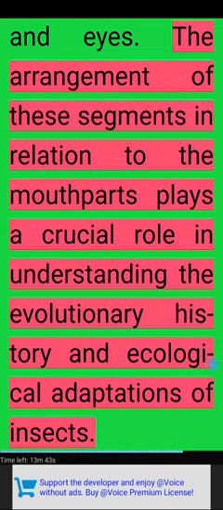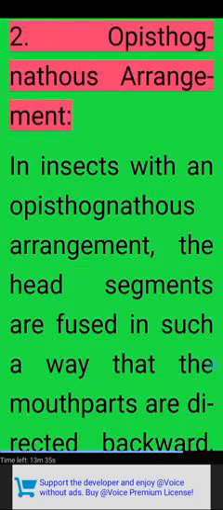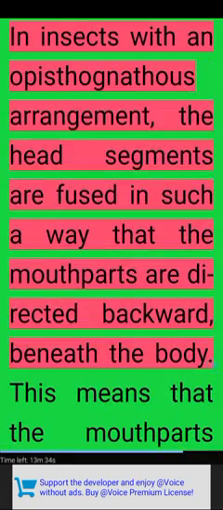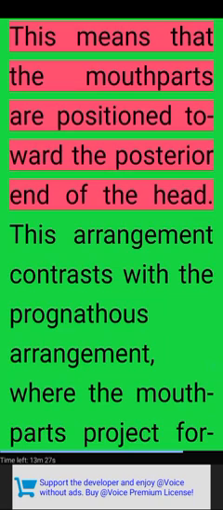The arrangement of these segments in relation to the mouthparts plays a crucial role in understanding the evolutionary history and ecological adaptations of insects. 2. Opisthognathous arrangement. In insects with an opisthognathous arrangement, the head segments are fused in such a way that the mouthparts are directed backward, beneath the body. This means that the mouthparts are positioned toward the posterior end of the head.